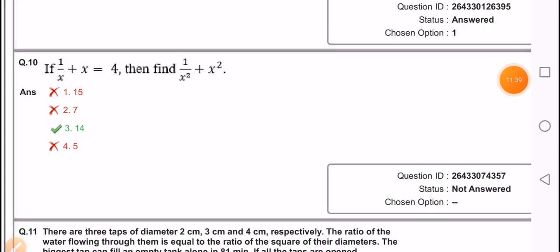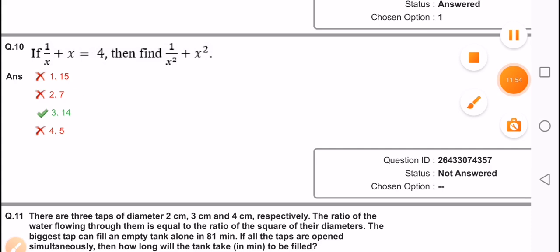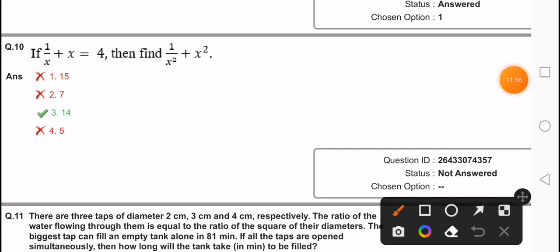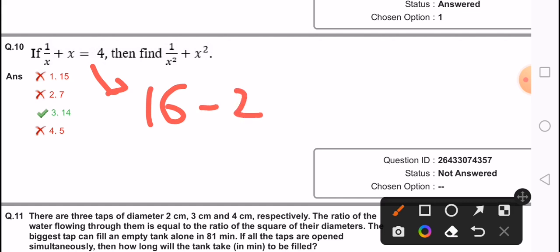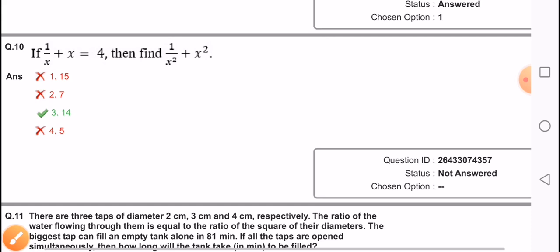And the last question, x plus 1 by x is 4, so x square plus 1 by x square, we can square. This is a usual question asked by SSC, and we know x plus 1 by x, we can just square this, gives 16, and an additional term of 2 into x into 1 by x, that is 2 itself will come, so the answer is 14. Very simple question. So this marks the end of our session.